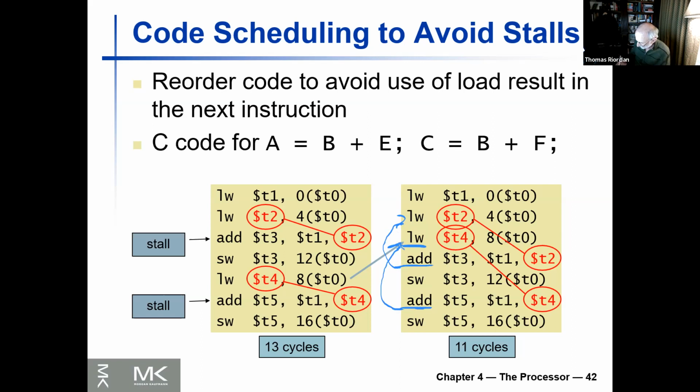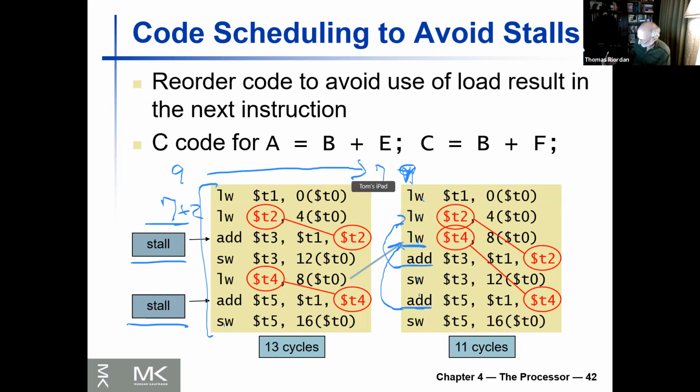So anyway, this thing went from 13 if you count total completion, but we don't care about that. We can just count 1, 2, 3, 4, 5, 6, 7. It went from 7 plus 2, because of the 2 stall cycles that had to get inserted. So it went from 9 to 7. So it went from 9 cycles to 7 cycles. And more importantly, it kept the pipeline at maximum efficiency.